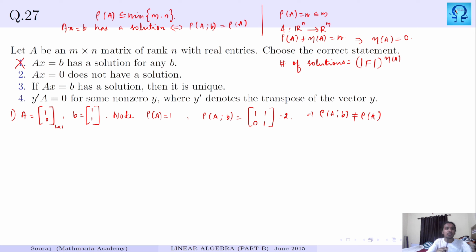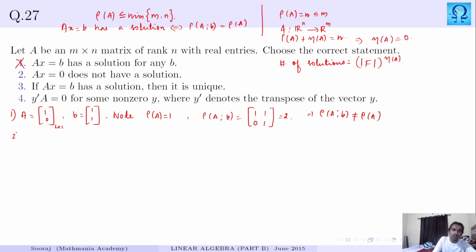A is given to be an m by n matrix. It is not given that A is a square matrix. So A can be any matrix of any order. So I have identified one such matrix such that it is not true. So it cannot be true in general.